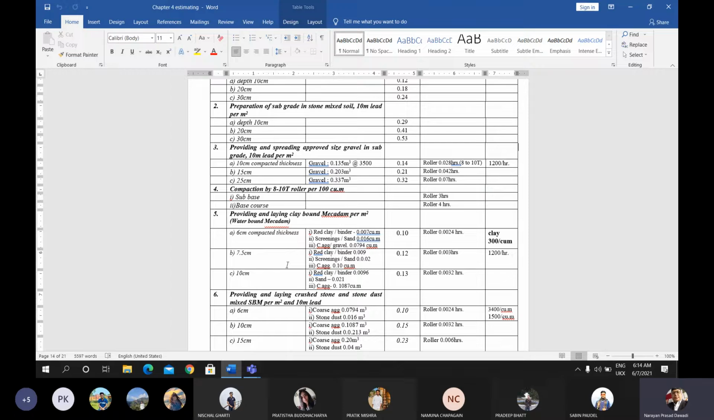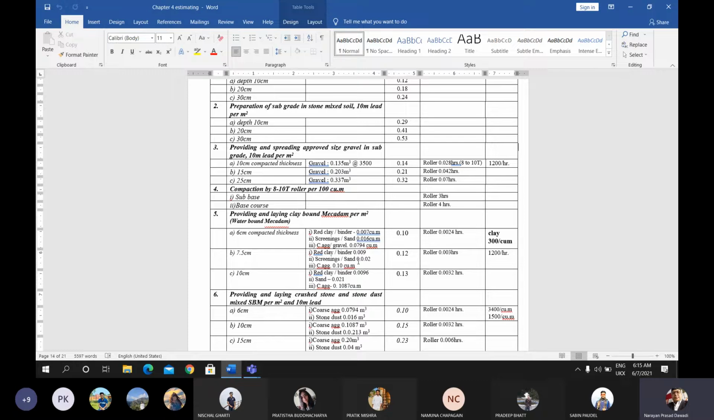So with the application of water and the red clay, the clay will flow into the voids in between the gravel or the sand particles, so that compaction can be done easily. This is also called water bound macadam. Such type of road can be done for a compacted thickness of 6 centimeter, 7.5 centimeter, and 10 centimeter. The heading is the same, but the compacted thickness may be 6 centimeter or 7.5 centimeter or 10 centimeter.